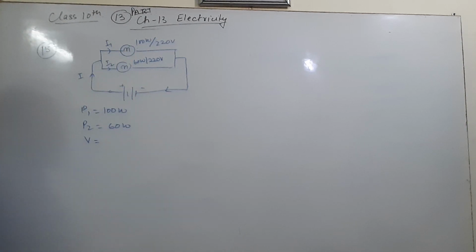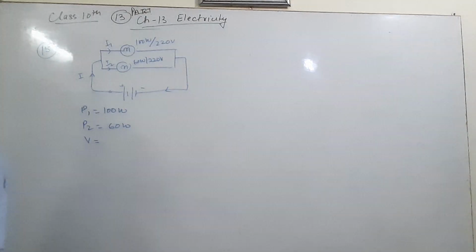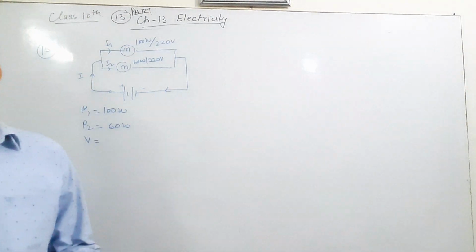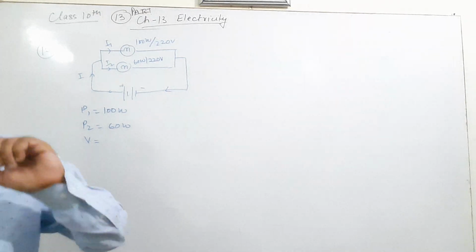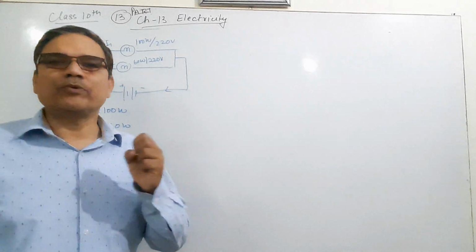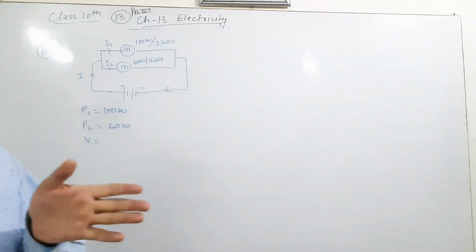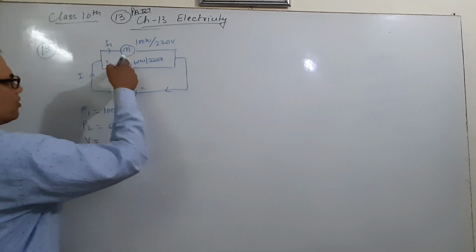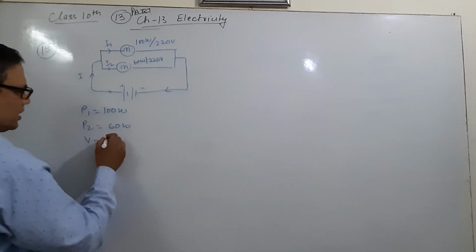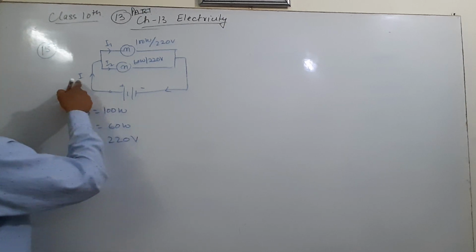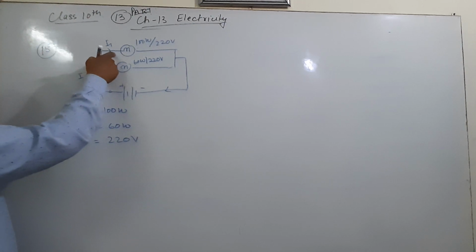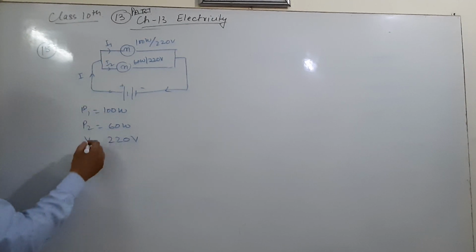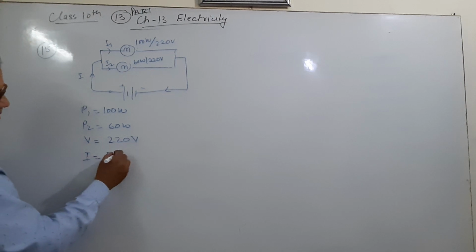For bulb 1 which has the rating of 100 watt. Rated means power, the energy consumed by an electrical appliance per unit time. The rating of an electrical appliance means power. How much power it is consuming depends upon the energy per unit time. V is constant, the same for bulb 1 and bulb 2, and this is 220 volt. In parallel, I is the total current in the circuit, which is equal to I1 plus I2.